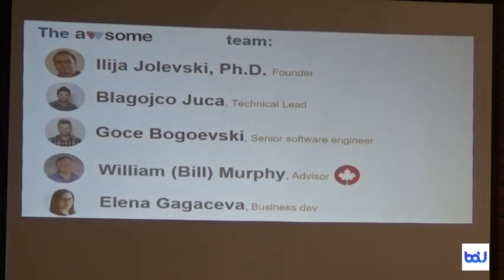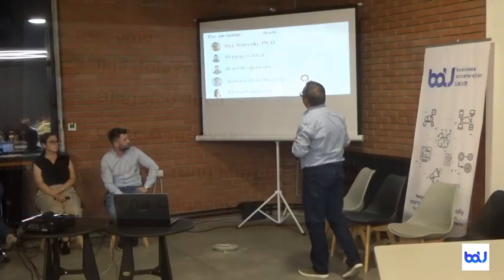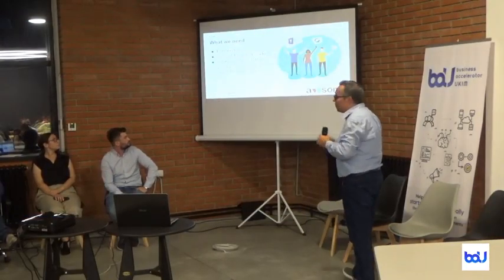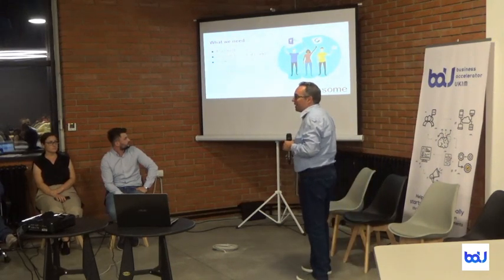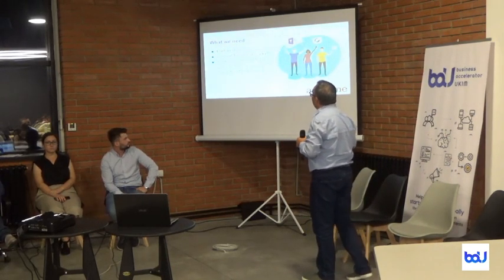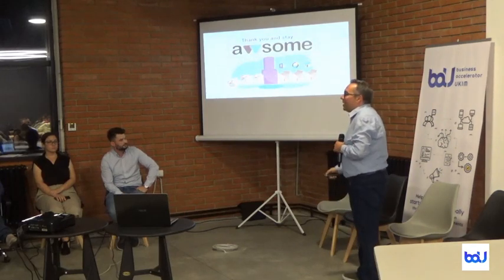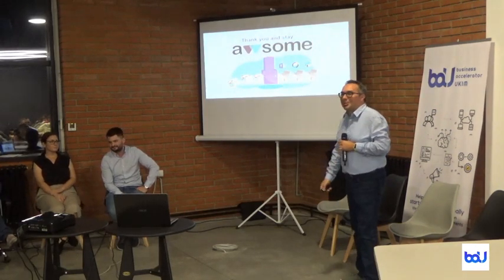Who are we? Ilya Joevski, founder, Blagoje Juca, Goce Bogojevski, and Elena Gagacheva from Inellipse, and our advisor, William Bill Murphy from Canada. What do we need? We look for smart money and support for the global market. So that is our need and goal. Thank you very much, and stay awesome.